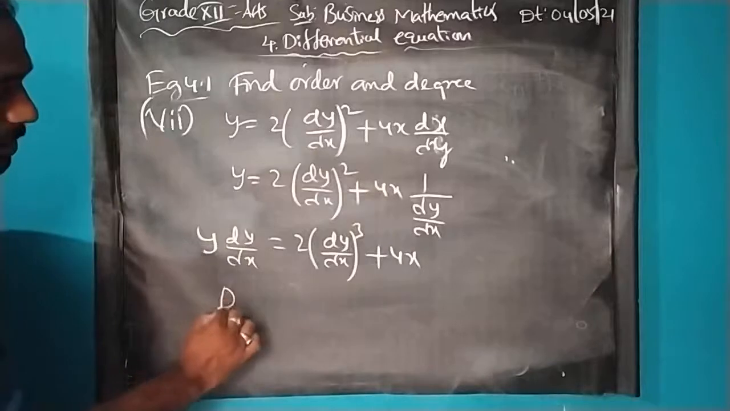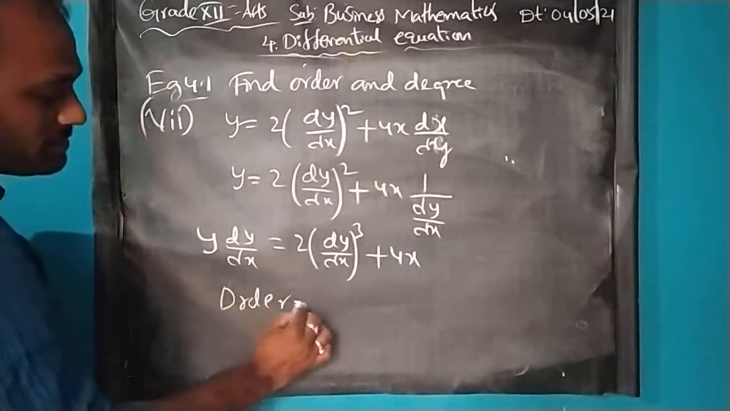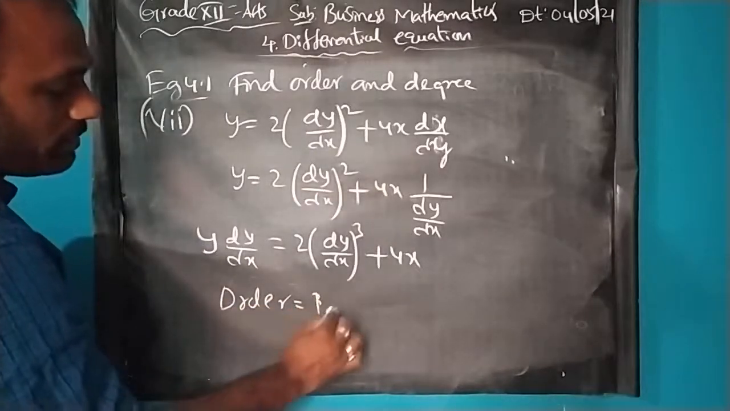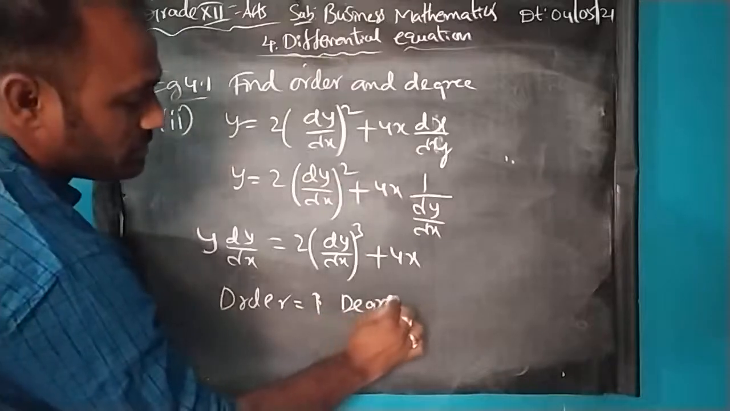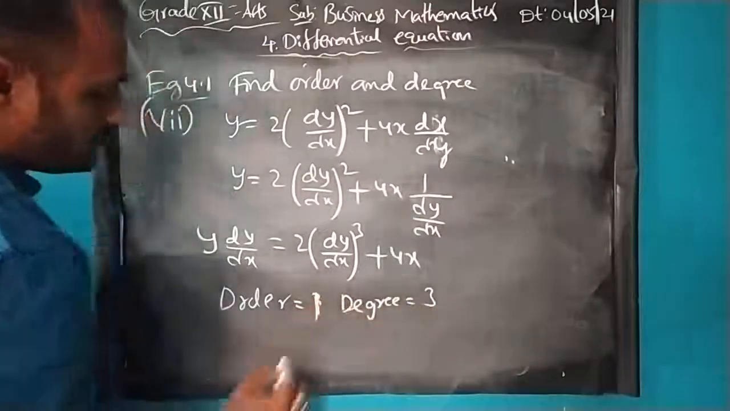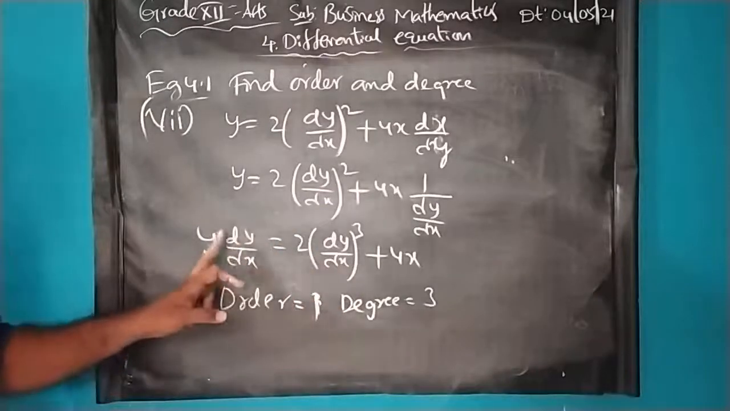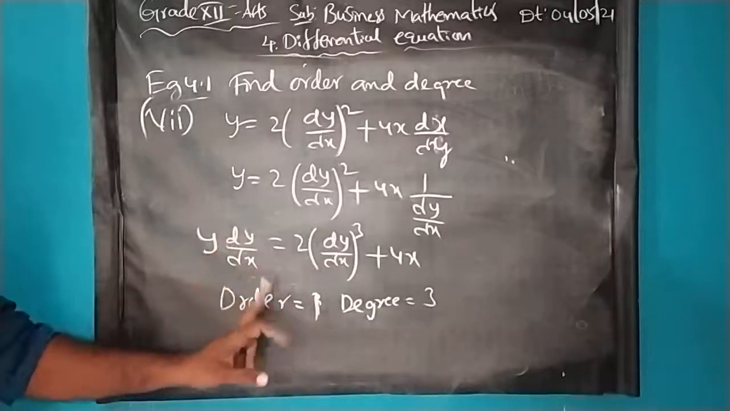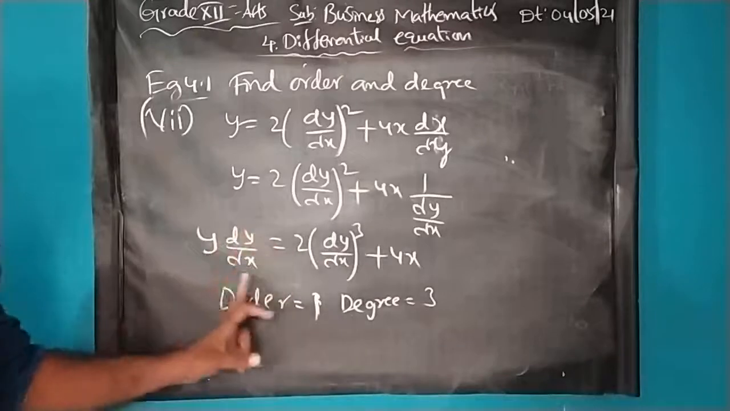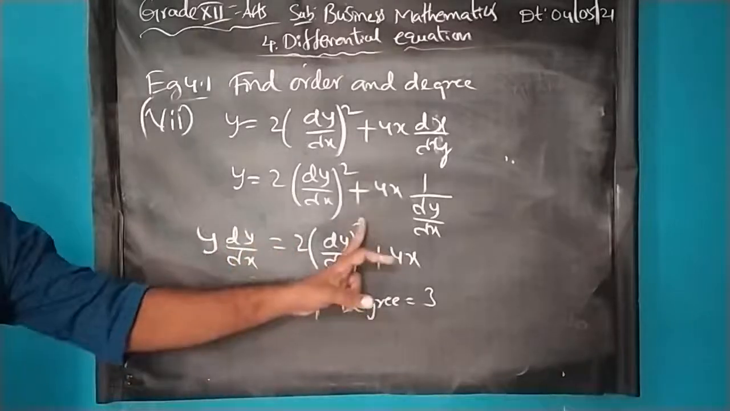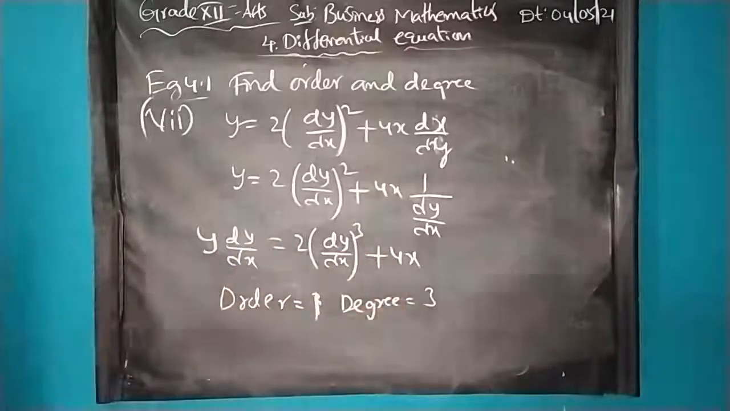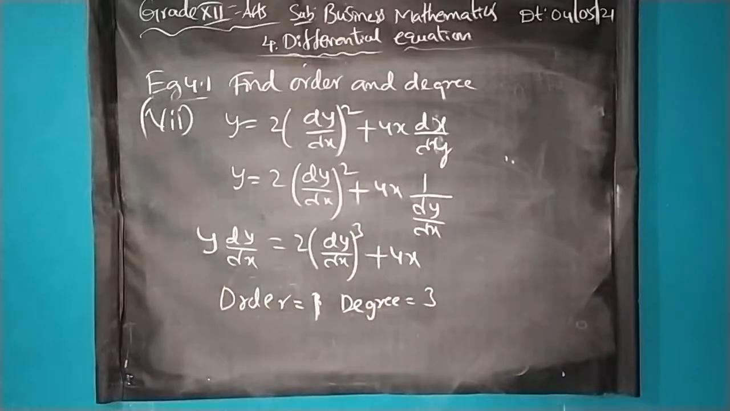We can say that order of the differential equation is 1, and degree of the differential equation is 3. Why? Because we have not done differentiation 2 times. Since we are looking only at dy by dx, the order will be 1. And for this dy by dx, here the power is 1, but here the power is 3. You have to take the highest power. So the answer is order is 1 and degree is 3.